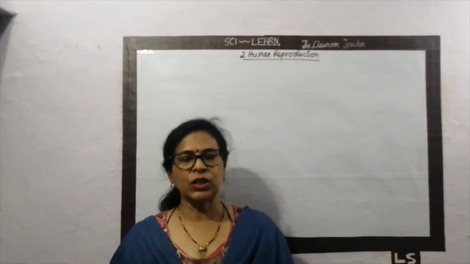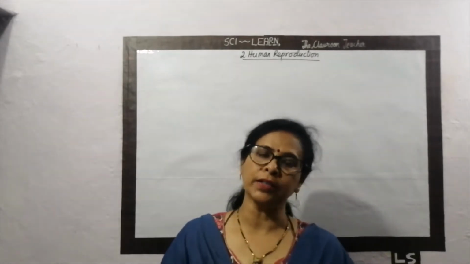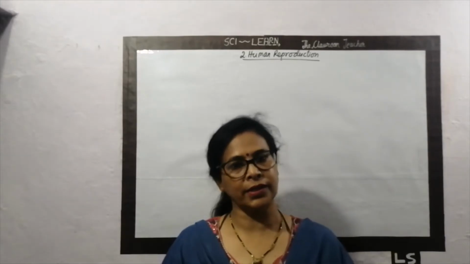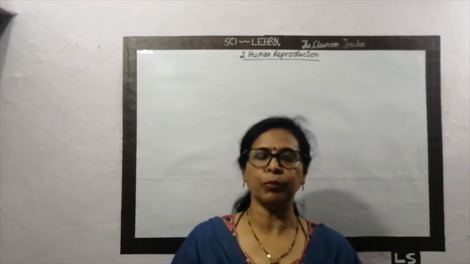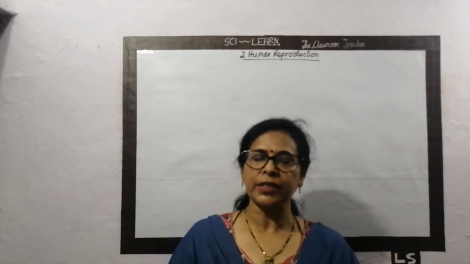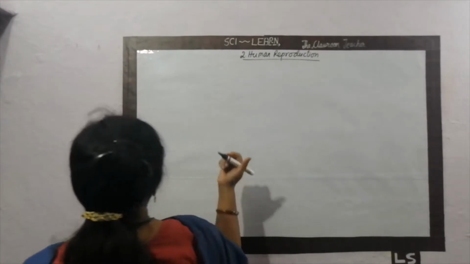Once again, class 12th CBSE. The second chapter of unit 1 is human reproduction. Firstly, we have to study the testis and the ovary, that is, the male reproductive organ and the female reproductive organ. Today we are going to start our topic from the male reproductive organ, and that is called testis.